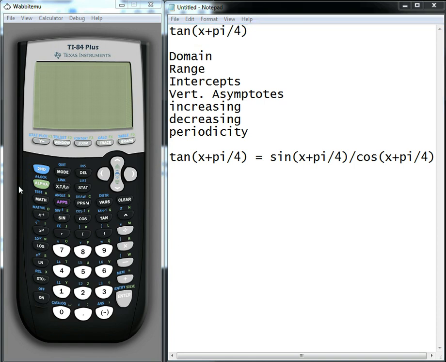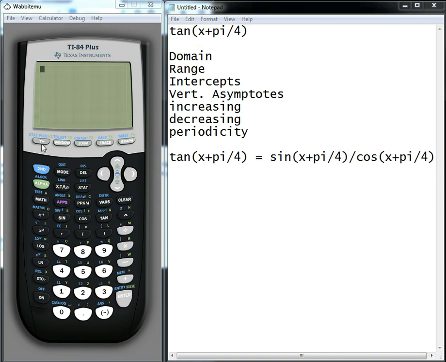I'm using a program called WabbitEmu, which is an emulator for a TI calculator, and it's free, so I'll link it for you if you want to put TI-84 on your computer. So we're looking at tangent of x plus pi over 4. Let's go ahead and graph it on our calculator.